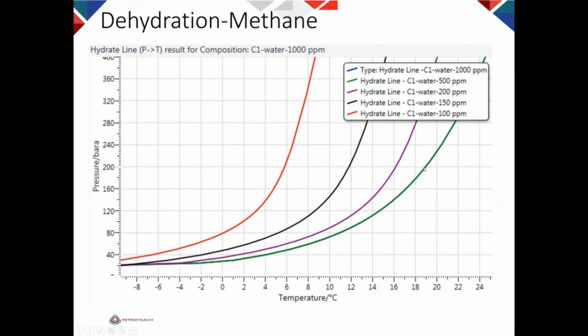For example, here we have 500 ppm water. Here we have 200 ppm, 150. We need to reduce the water content to between 100 ppm and 150 ppm. So we can reduce the amount of water and prevent hydrate formation. But reducing the amount of water is basically expensive. You need facilities, and especially offshore, it is not possible to have them.